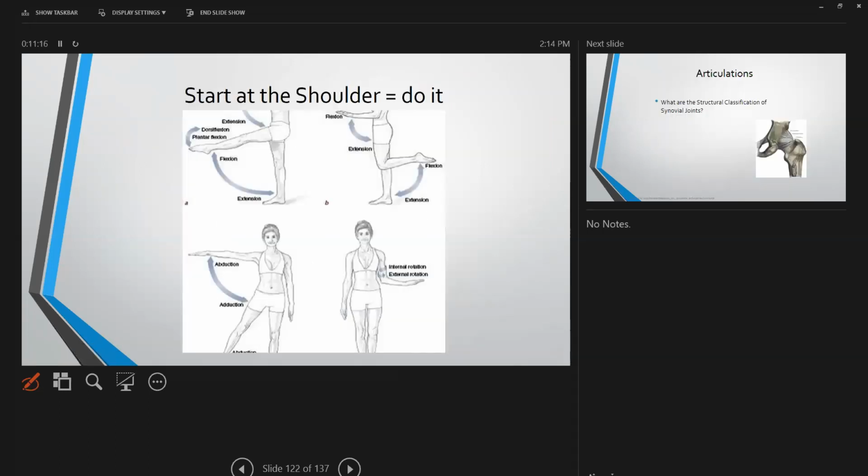Here are some more. So this is at the knee joint here. So we've got flexion and extension of the knee joint. Here with the foot, you're seeing the foot in plantar flexion. If you were to flex these toes up, that would be dorsiflexion. And then from the body here, you've got abduction and adduction, as well as internal and external rotation.